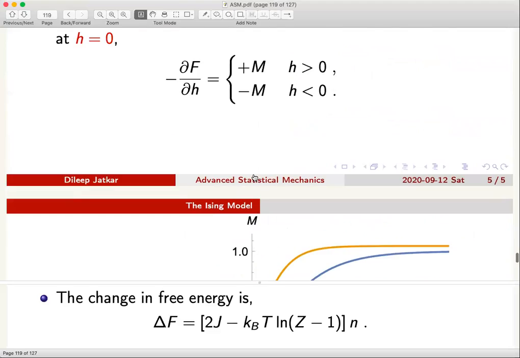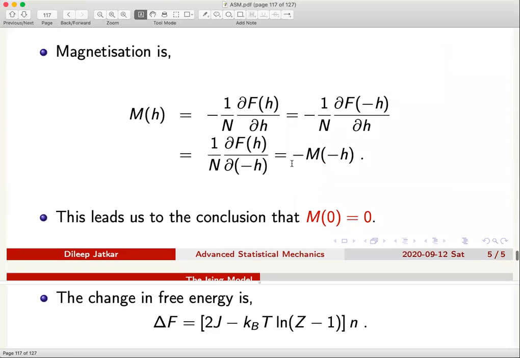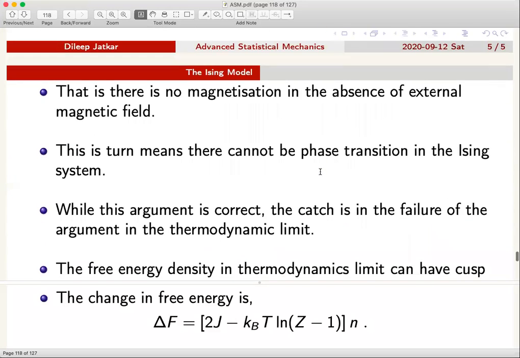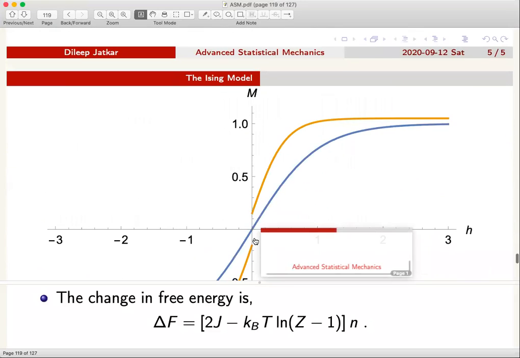Okay, so this is consistent with the statement that m of h is equal to minus m of minus h. If h goes to 0 from the positive side, it gives you m plus, and here h approaches 0 from the positive side, so that minus h approaches 0 from the negative side. Then it gives you the minus m value, which is just the opposite of the first one. Okay, then you could still be fine.